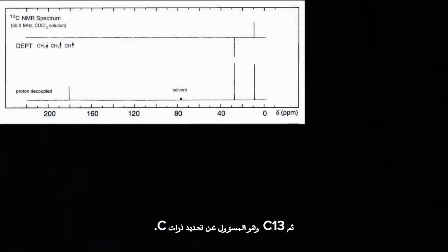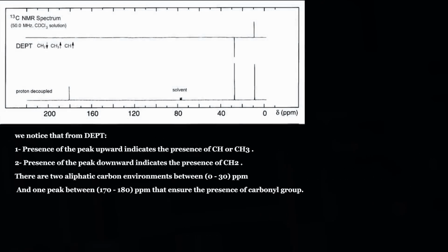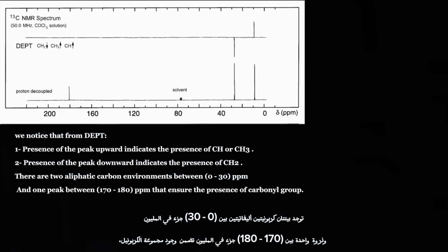Then C13 NMR, which is responsible for determining carbon atoms. We notice that from DEPT: 1. The presence of a peak upward indicates the presence of CH or CH3. 2. The presence of a peak downward indicates the presence of CH2. There are two aliphatic carbon environments between 0 and 30, and one peak between 170 and 180 that ensures the presence of a carbonyl group.